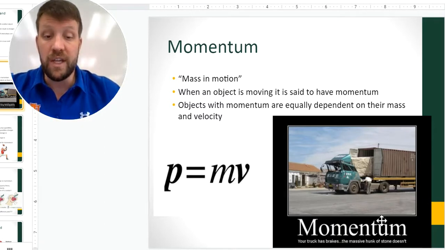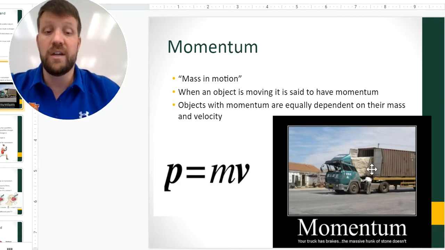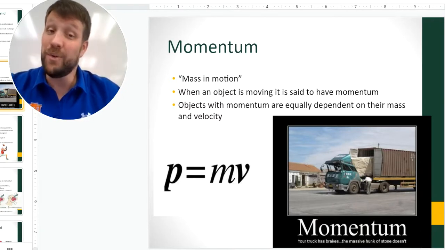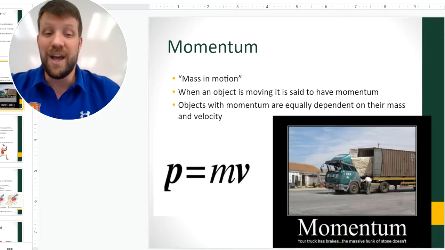And a reminder down here, be careful with your brakes, because if you slam on the brakes with a heavy load in a truck or anything else, what's in that truck won't necessarily stop. Its momentum will continue. So keep that in mind.